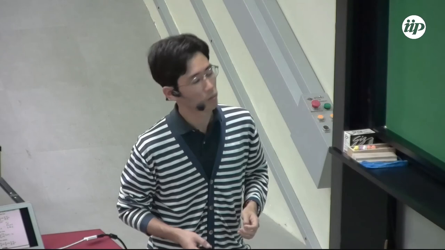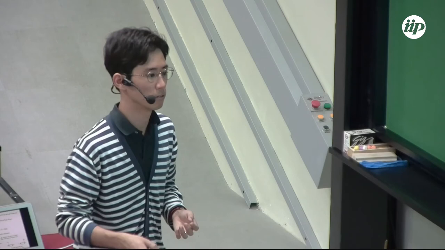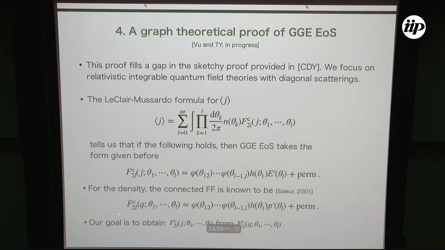Okay, so this is a reinterpretation of this curly L of alpha in terms of trees. But we can do that for the connected form factor as well, which is just the sum of the spines, each of which possesses h and p prime at two ends. You can see, for example, this one. If you just put this h on the top of this expression, then h is connected by the edges, like phi 1,2, phi 2,3, and so on, and then ends up with p prime at the bottom. So this is a spine.